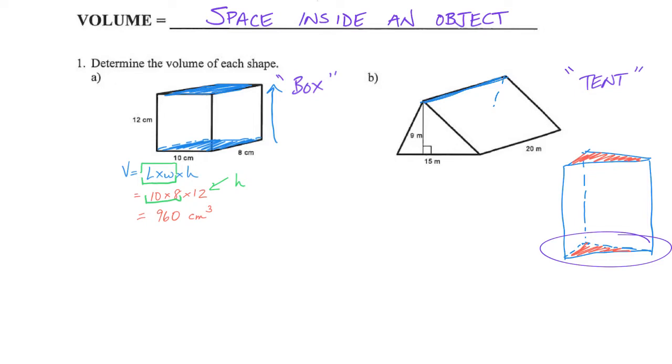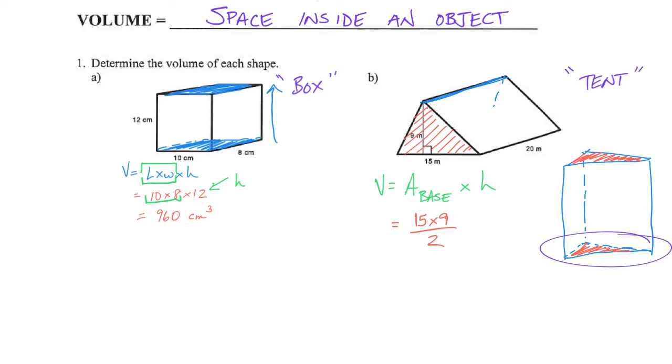To calculate my volume, I need the area of the base, and I have to multiply that by the height. So when we look at that portion that's circled in purple, we need the area of the triangle. I'm just going to shade that in on our original diagram. To calculate the area, I need base times height divided by 2. So my base was 15, my height was 9, divided by 2. Now I need to multiply that by the height of my tent.